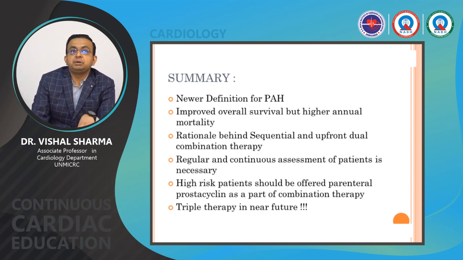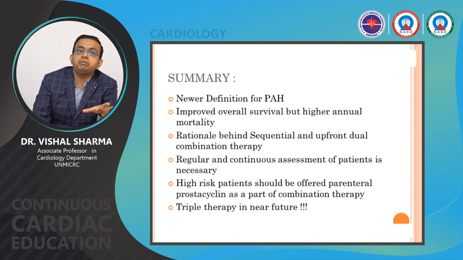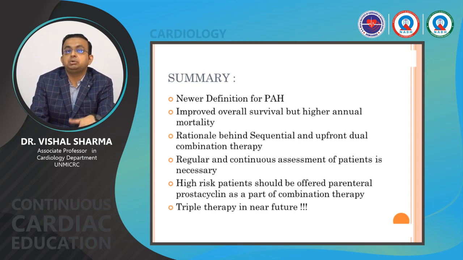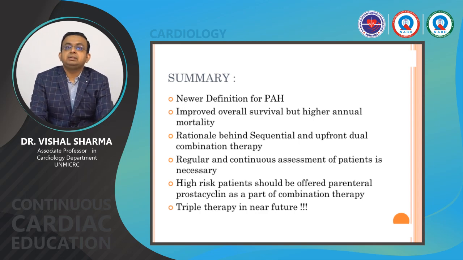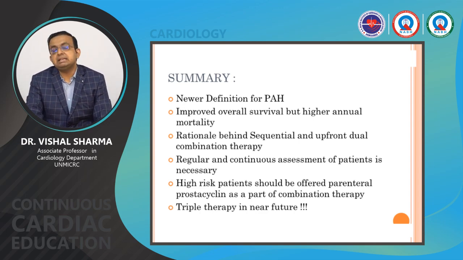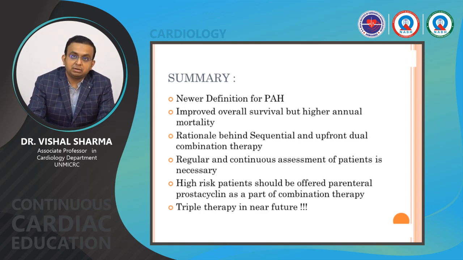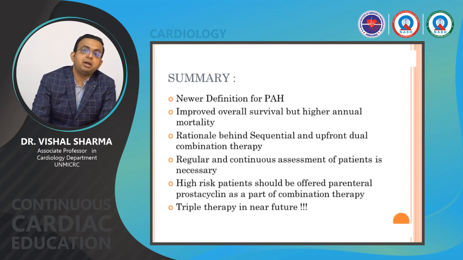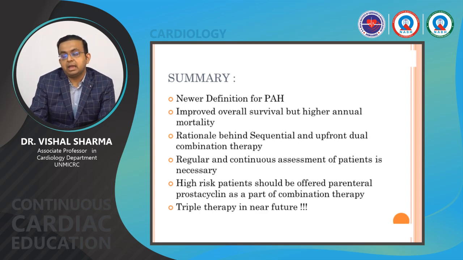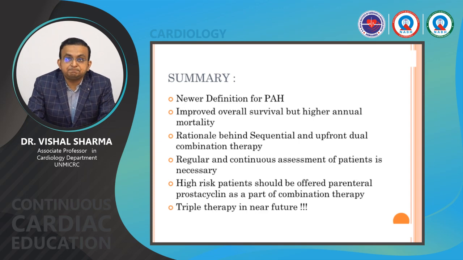Regular and continuous assessment of patients is necessary. As I said, the first step as soon as you diagnose the patient with pulmonary arterial hypertension is risk stratification. The treatment starts from risk stratification. Once the patient has been risk stratified, you need to start the treatment according to his risk stratification. Second, once you start the treatment, it doesn't end there. The patient has to be reassessed every 3 to 6 months, because you need to re-stratify the patient after being put on treatment, into low risk, intermediate risk, or high risk, and decide the treatment accordingly.